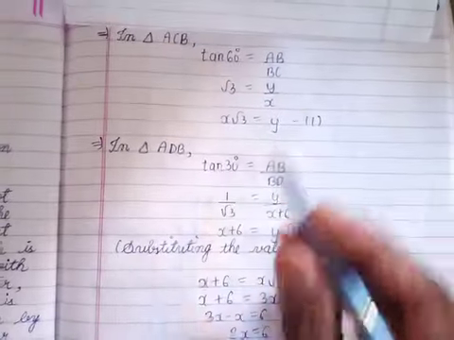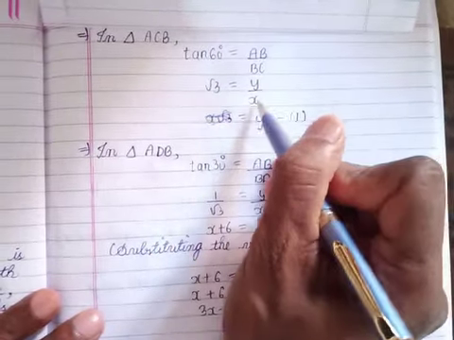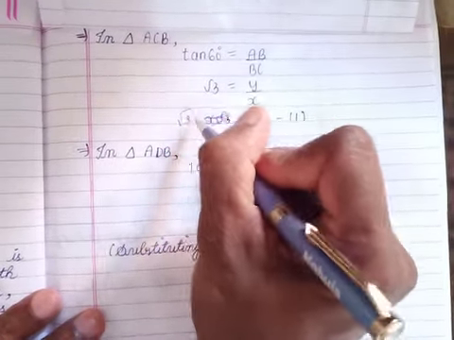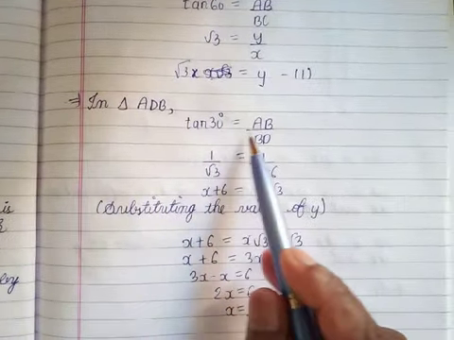So we'll take the triangle ADB first, and then ACB. In triangle ACB, the angle is 60 degrees. So tan 60 is AB upon BC, root 3 is y upon x. If you multiply, it can be written as root 3x is equal to y. That is the first equation. In ABD, tan 30 is equal to AB upon BD.